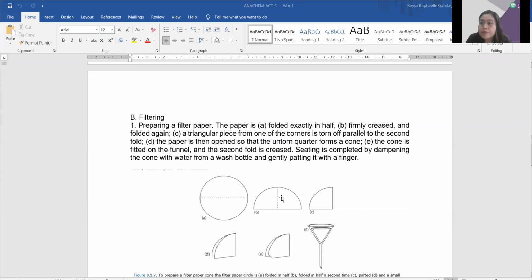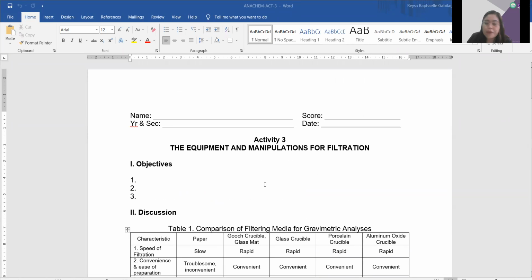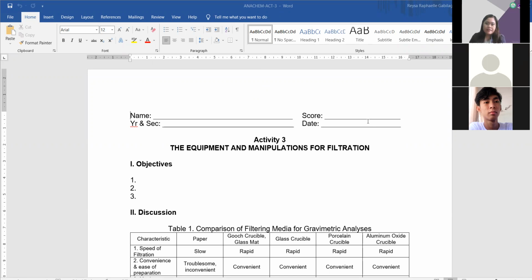Any question for activity number 3? Wala na po, ma'am. Okay. Ma'am, excuse me, ma'am. Yes. Bali, next meeting, ma'am, mag-reporting na agad ang group 3, ma'am, about dito.